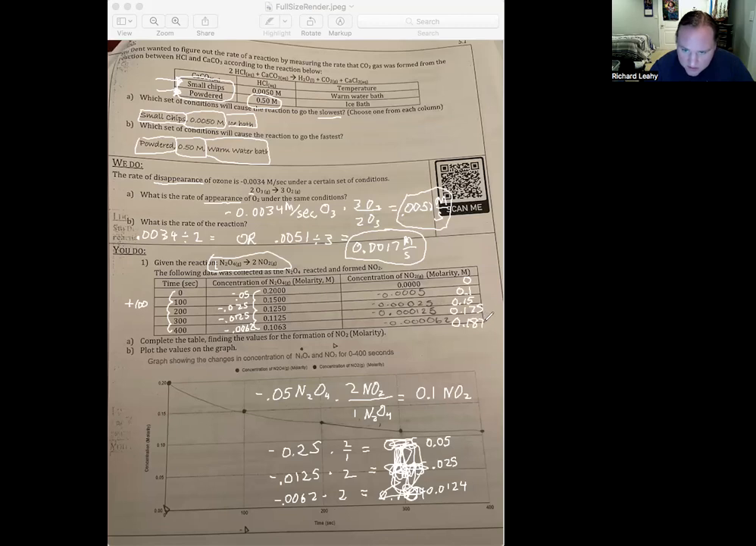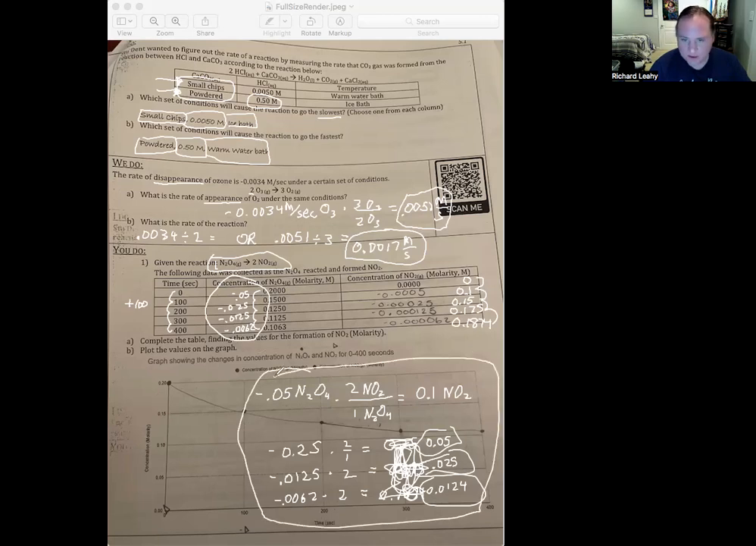Okay, so this problem is done. Just to clarify what we got here, we do 0 plus 0.1, then 0.1 plus this to get this, 0.175 plus this to get this, and then this to this, you add that. So these here are the changes, and much like these are the changes here. So we use the changes in the N2O4 to find the changes in the NO2, and then we add them. So they're subtracted over here because it's disappearing, and they're added here because they're appearing.